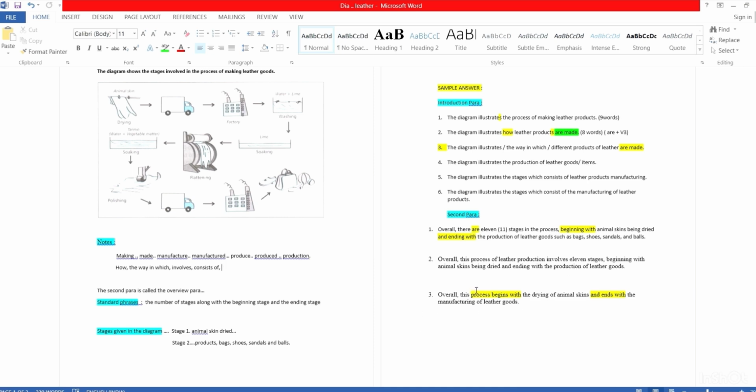The third one. Overall, this process begins with. You have directly taken the phrasal verb begins with. You are not writing in the gerund form, which is ing. And as we remember, the verb should be in the present tense. So it is begins. And because it is begins here, you should certainly have the word s here in the word ends with. So simple present tense here and the same tense here also. So it is: overall, this process begins with the drying of animal skins and ends with the manufacturing of leather goods.